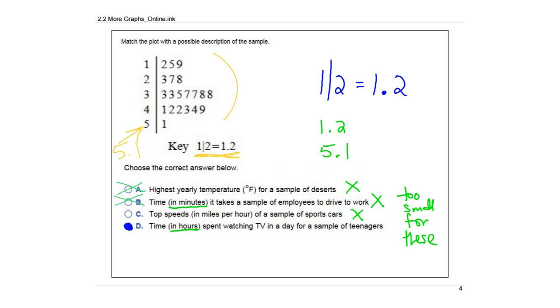Okay, then top speeds in miles per hour of a sports car. No, because that's going to be like 200, I don't know how fast. A lot. These numbers are not big enough. So finally, we have time in hours, not in minutes, in hours spent watching TV in a day for a sample of teenagers. So again, it's probably not big enough, but 1.2, that person has a mean parent. 5.1, they get to watch lots of TV. So the answer is going to be D.